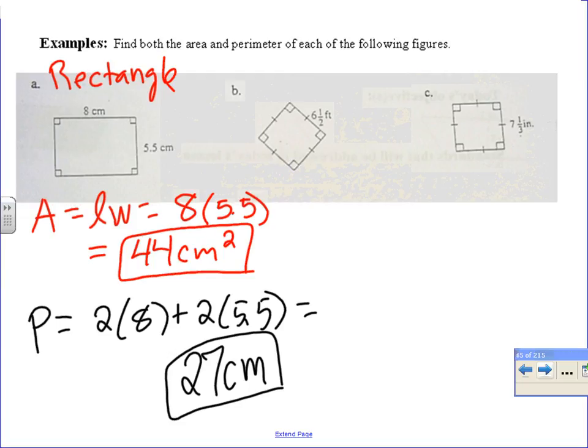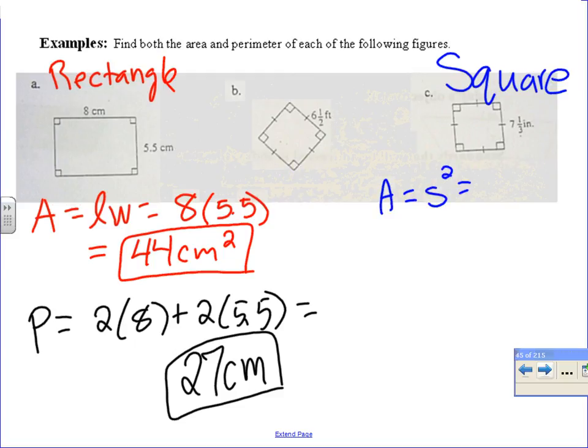Questions on that one? Okay, let's go to letter C. Letter C, what kind of figure is that? What's the best classification? Peyton? Good. This one is a square, as is letter B, but we're skipping letter B. So we're going to find the area, which is side squared, side times side.